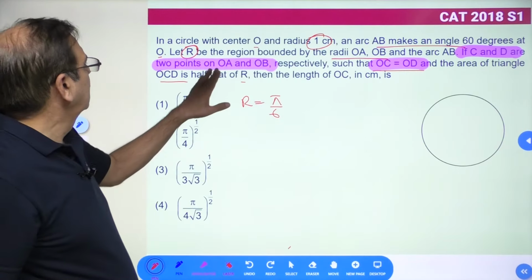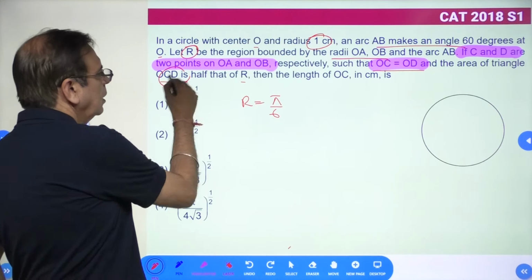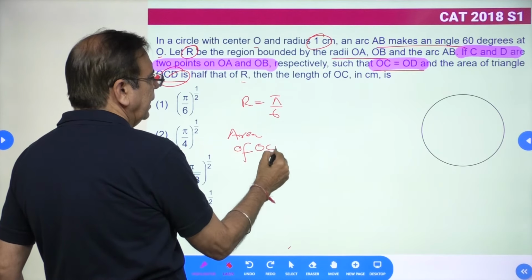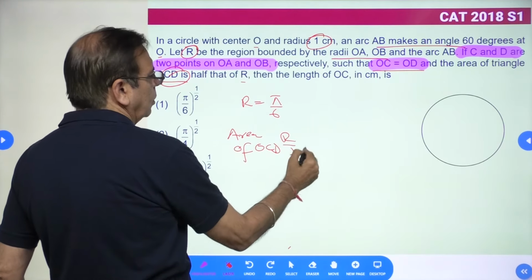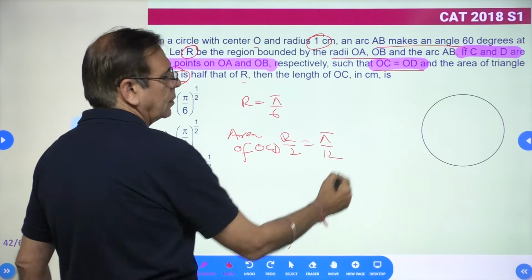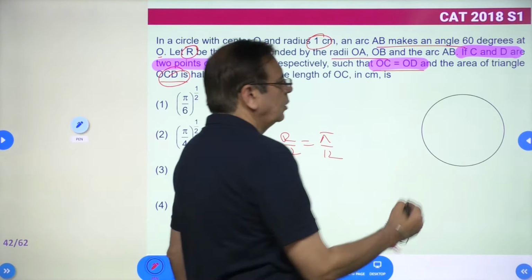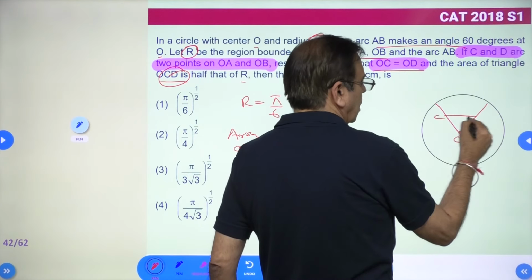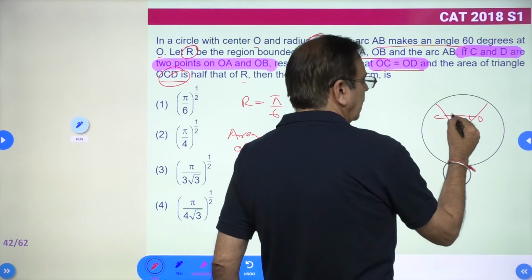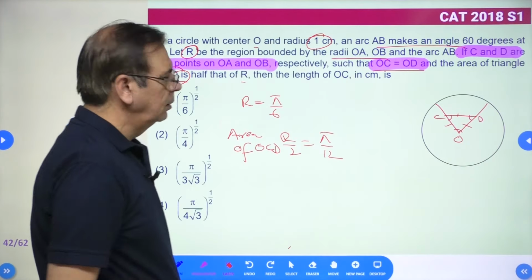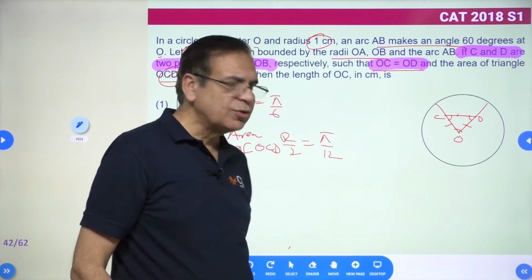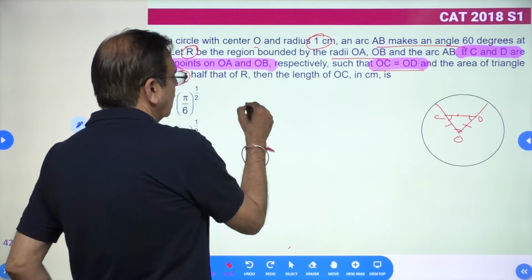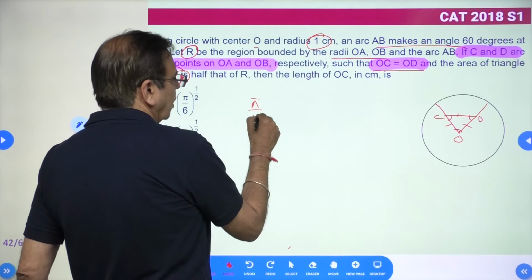And what is the area of OCD? Area of OCD as per the question is R by 2, which is equal to pi by 12. Area of OCD is pi by 12. And this is an equilateral triangle because the angle is 60 degrees. So we know that the area of OCD is pi by 12.